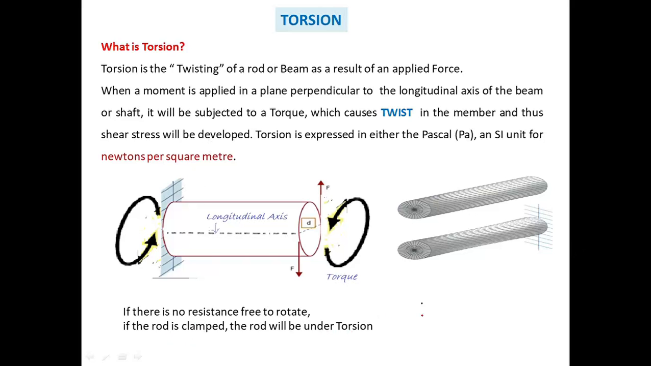Now suppose the bar or shaft is allowed to rotate, and there is no resistance. Then the torsion will not be developed. The shear stress will not be developed. But as shown in this figure, if the end is clamped or fixed, the rod will be under torsion. If there is no clamp or fixing, that is, it is free to rotate, there will not be torsion. If there is any resistance, then only the torsion will be developed, right?